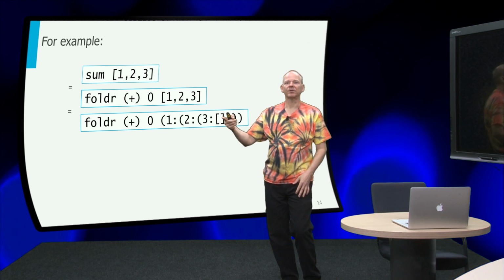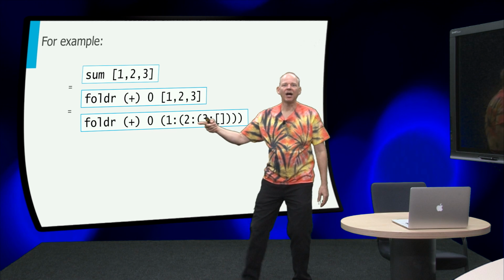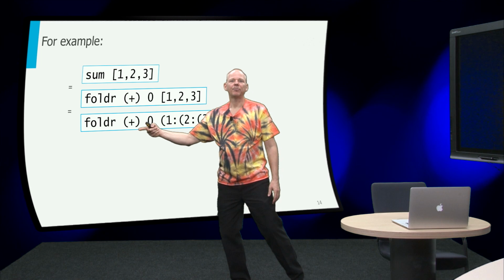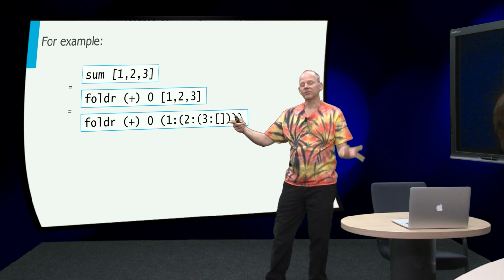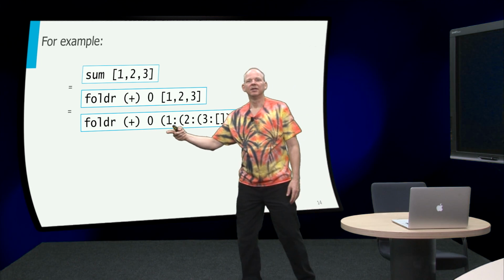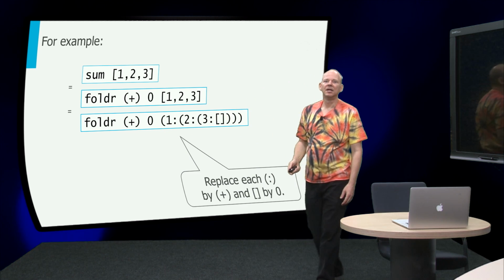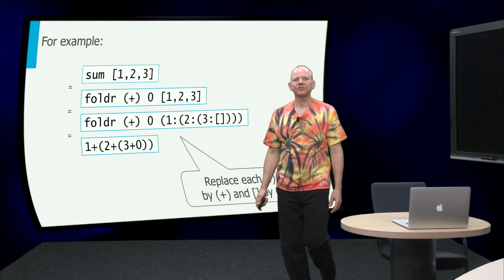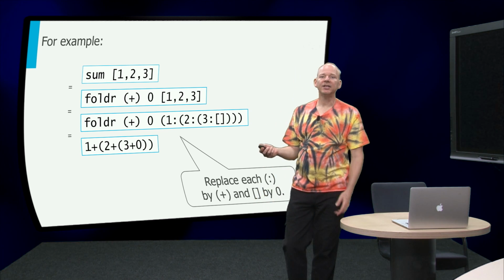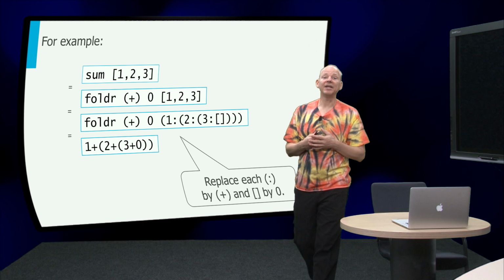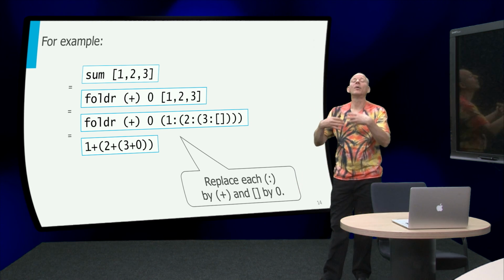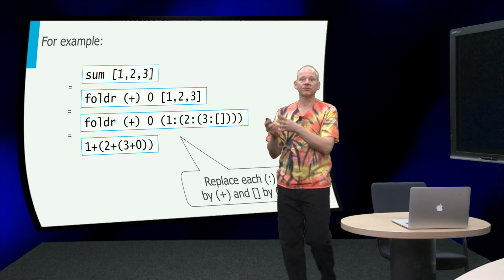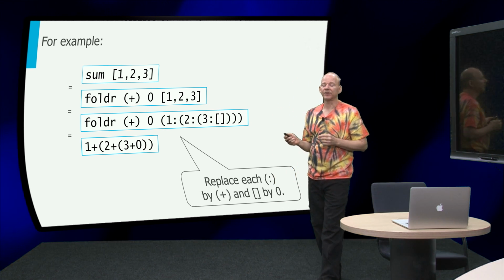And in this case, we have to think about it a little bit. Now what happens is that we're going to replace every occurrence of cons by plus, and every occurrence, which is one occurrence, of the empty list by 0. Let's do that. So it becomes 1 plus 2 plus 3 plus 0. And you see, the structure of the list is maintained. foldr is a homomorphism over lists. The structure is still the same. It just replaces the constructors by another function.